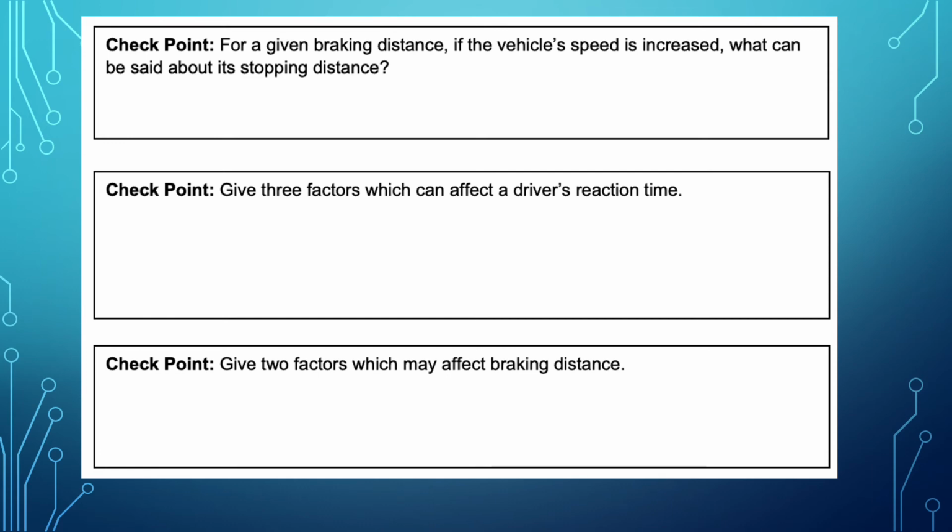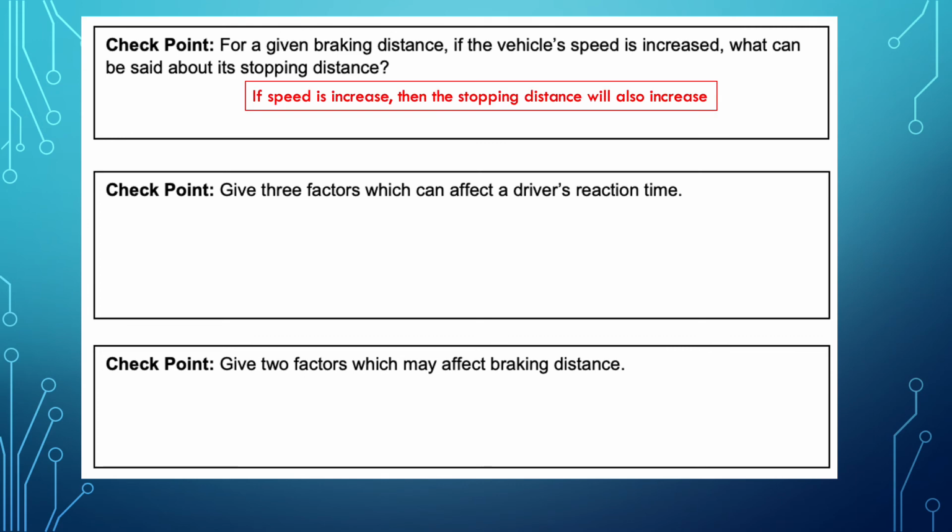All right, so the first checkpoint question asks, for a given braking distance, if the vehicle's speed is increased, what can be said about its stopping distance? So simply put, if you increase the speed, then the stopping distance will also increase, right? That's the thing that I had you highlight, which was that speed affects both thinking and braking distance.